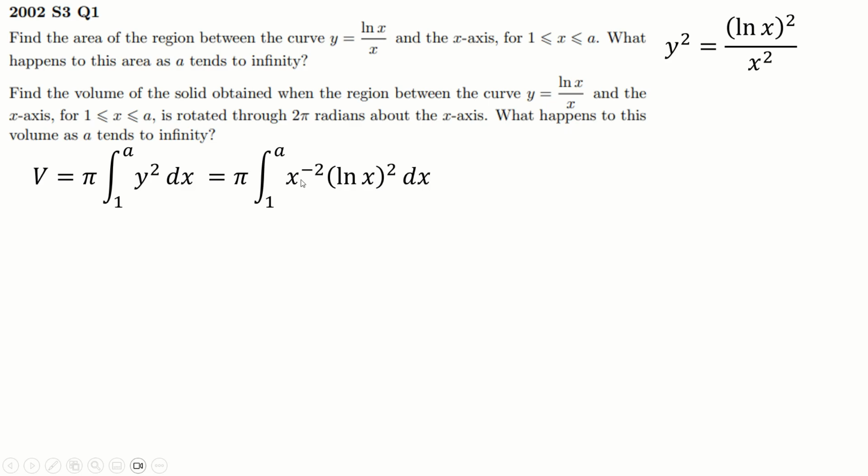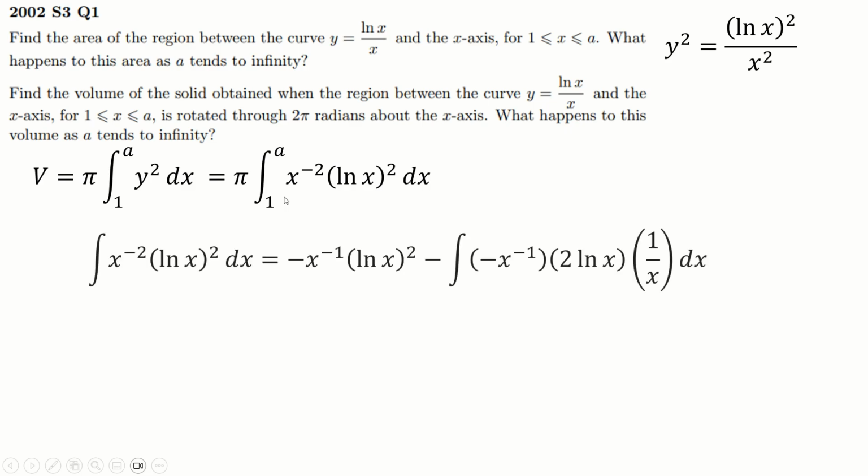So integrate this one both times. You get minus x to the minus 1. I'm also going to ignore the limits for now. Let's focus on this integral here without the limits and without the pi. And let's just do it. Integration by parts: integrate that to get this, leave this one alone there, and then differentiate it over here.